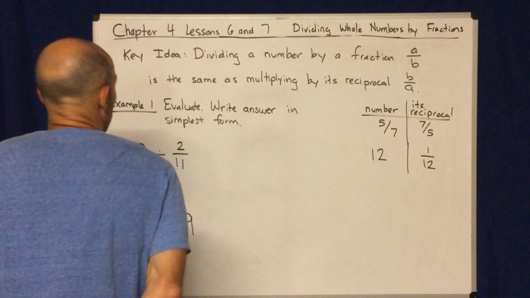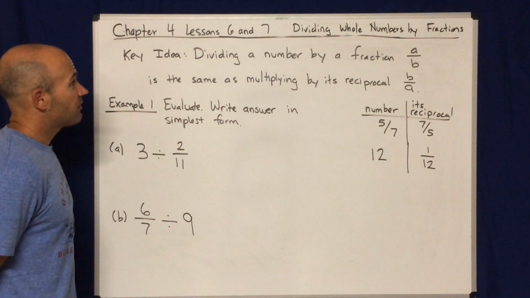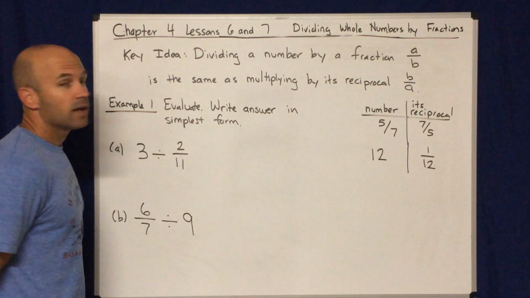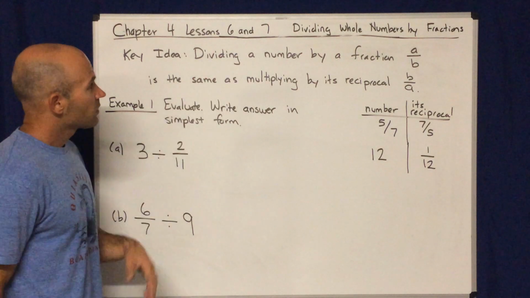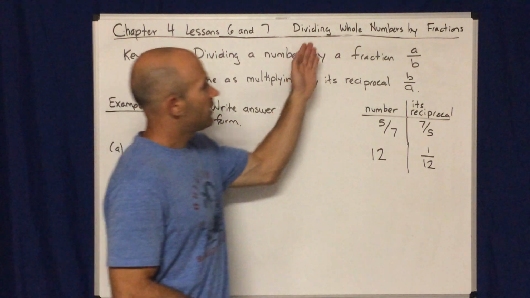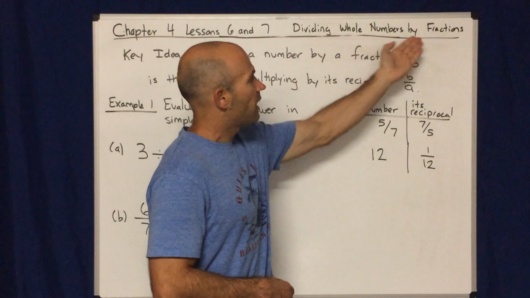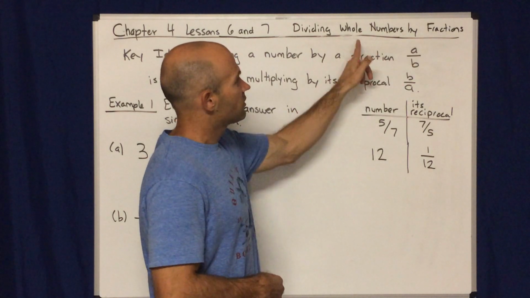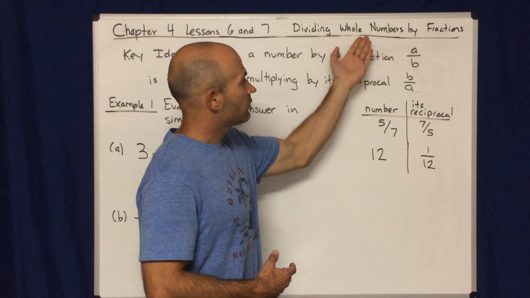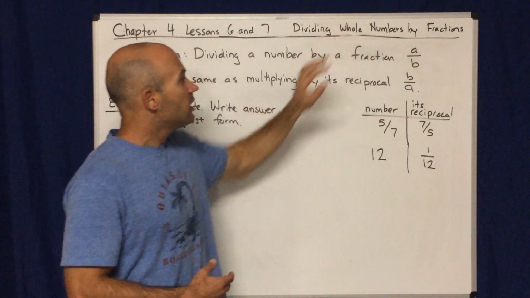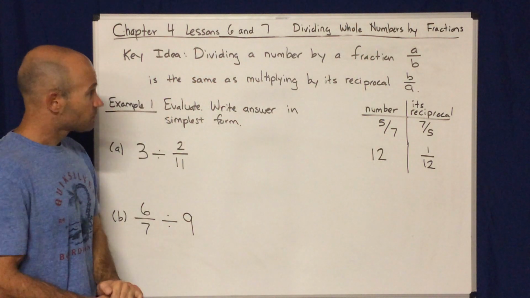All right, so this is chapter 4, lessons 6 and 7, so I've decided to combine 2 lessons into one video. The reason being that in both of these lessons, what you're doing is dividing some number by a fraction. In lesson 6, you're dividing a whole number by a fraction. And in lesson 7, you're dividing a fraction by a fraction. In either case, the key idea is the same.